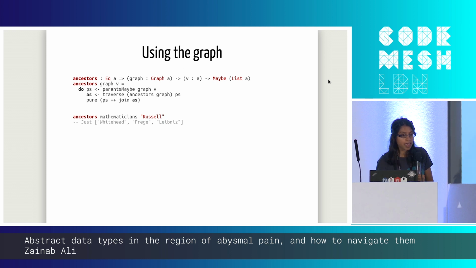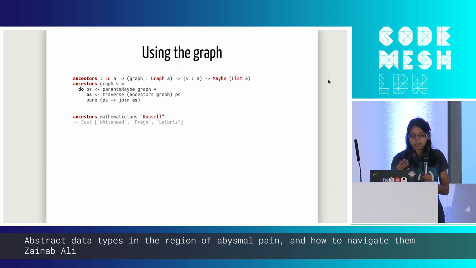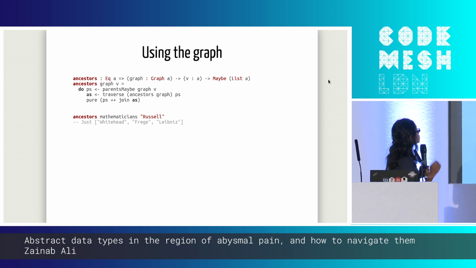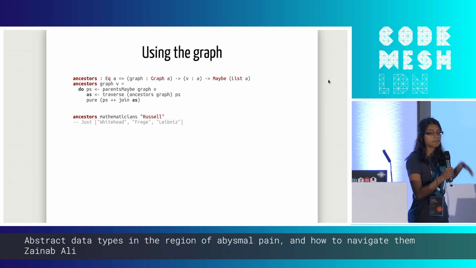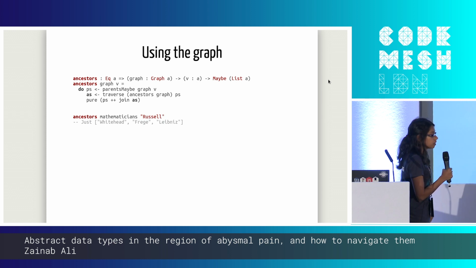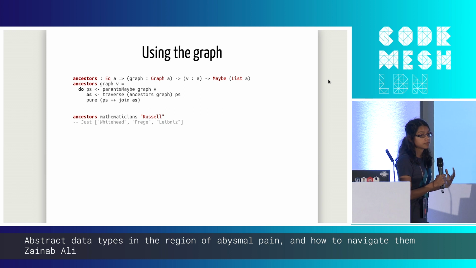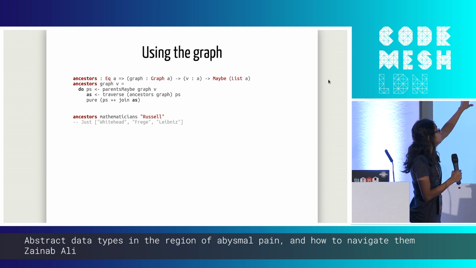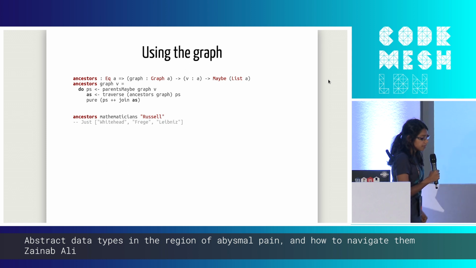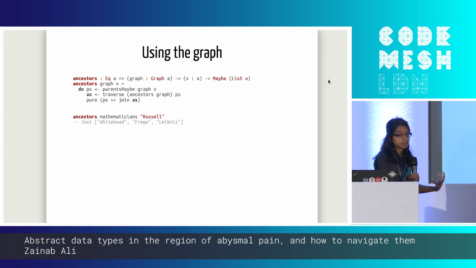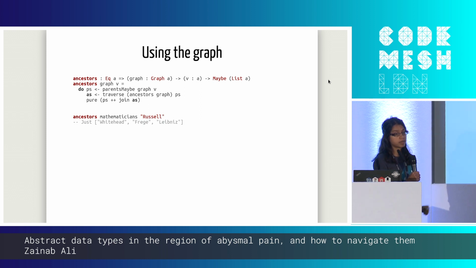So with parents and children, I have some traversal functions, and I can start using this graph. So I can start asking the question of what are the ancestors of Russell? And to do that, I need to write a function ancestors. Now, ancestors will take the graph, it will take a particular vertex and find out all the ancestors of that vertex. And the way that it needs to do that is by asking for the parents of that vertex, and then for each of those parents, asking for the ancestors of those parents. And because my parents function returned a maybe, this thing also needs to return a maybe.